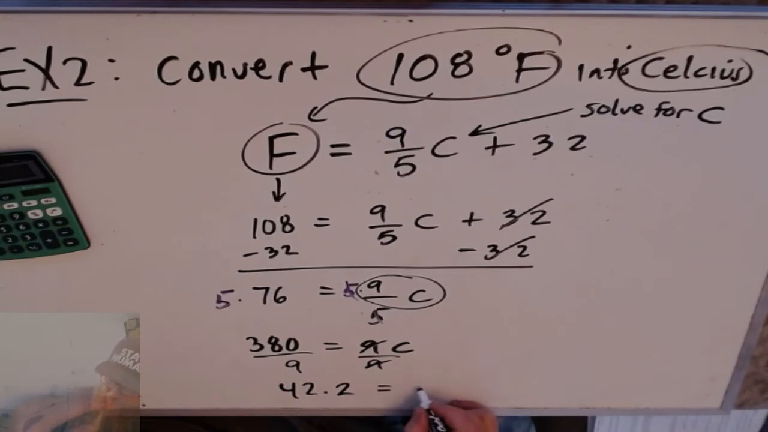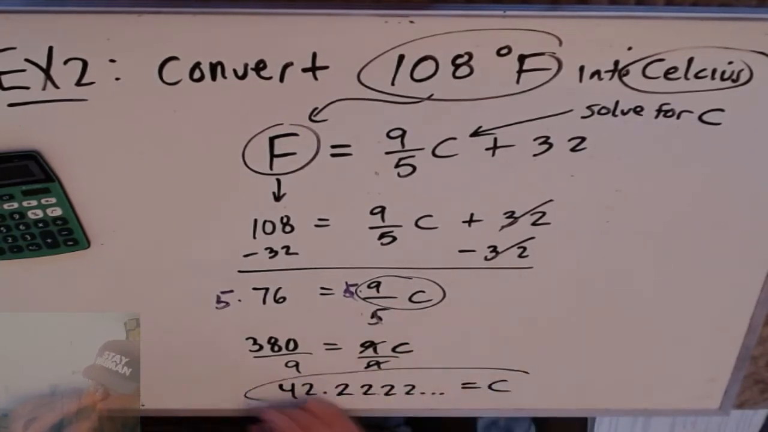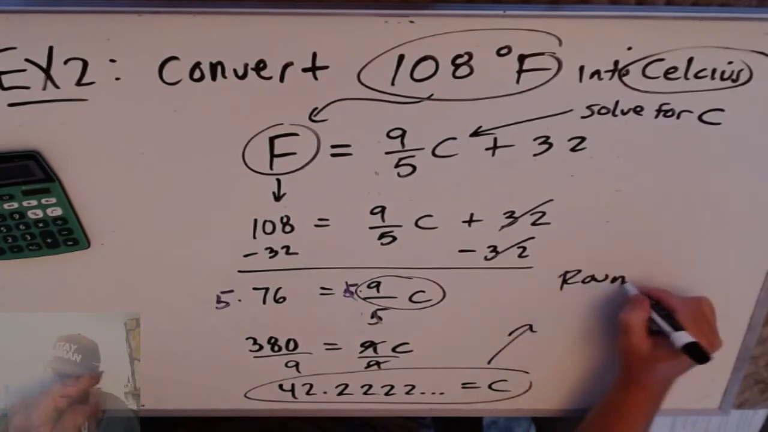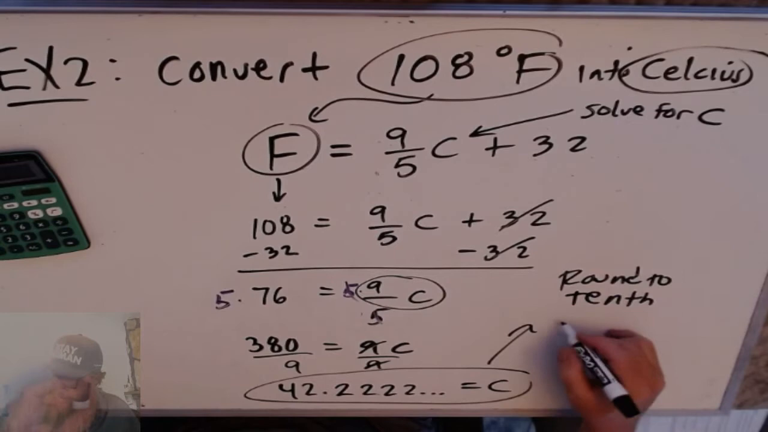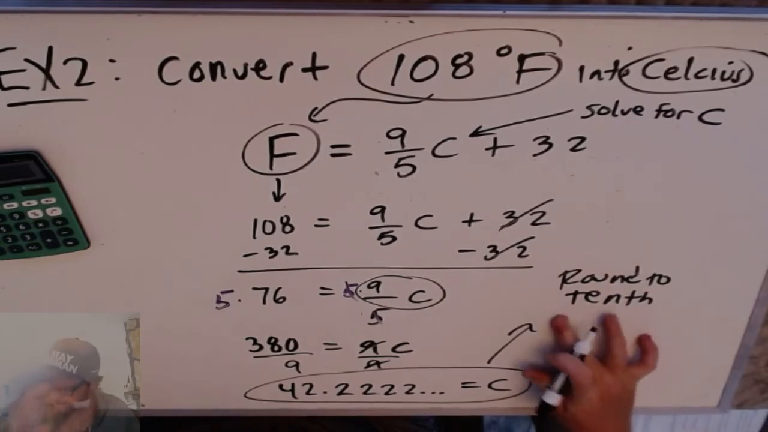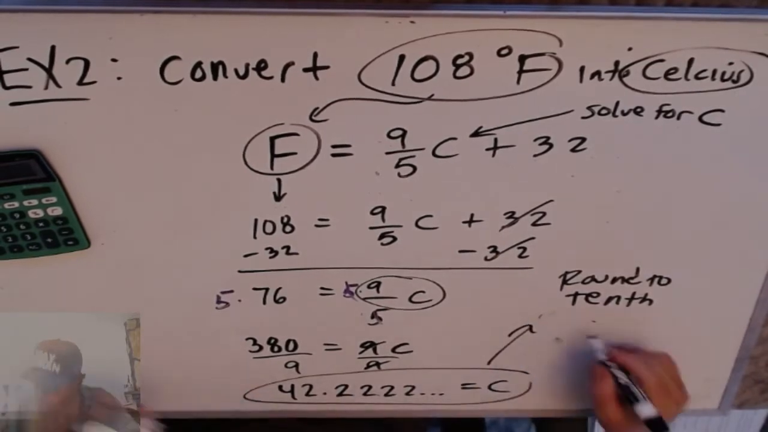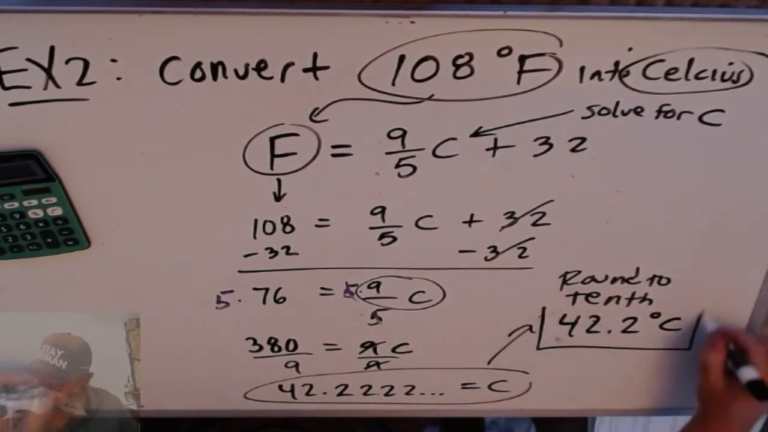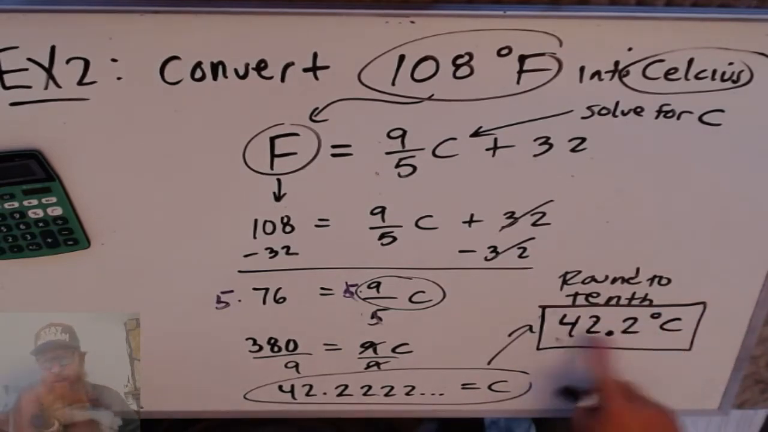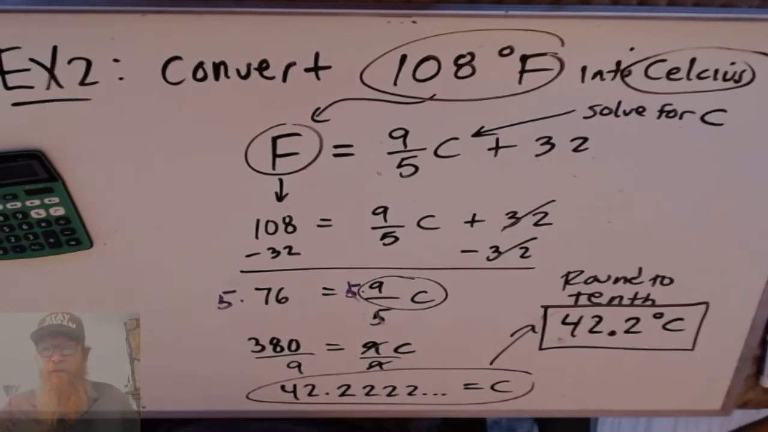42.2. It's technically 2 forever and ever. I'm going to go ahead and round to the 10th. So that'll be 42.2 degrees Celsius. And that would be 108 degrees Fahrenheit. There you go.